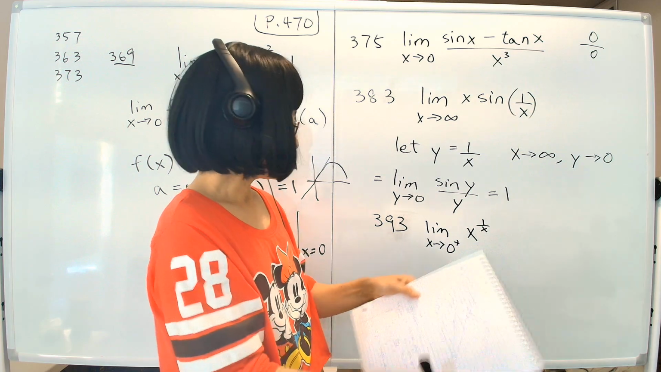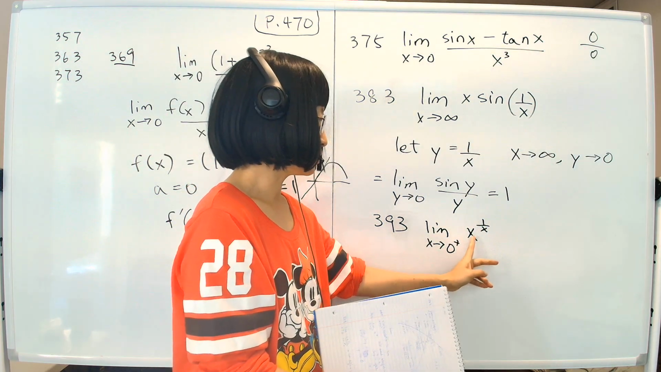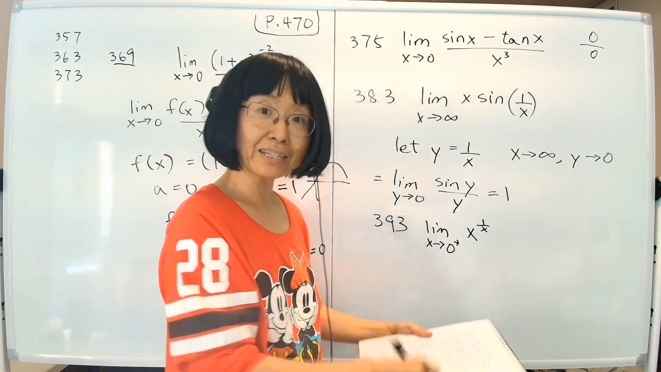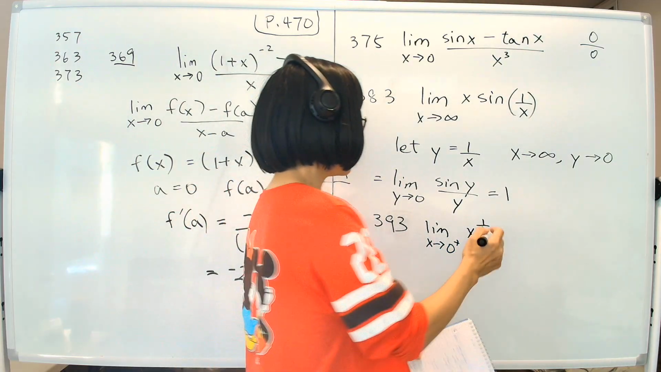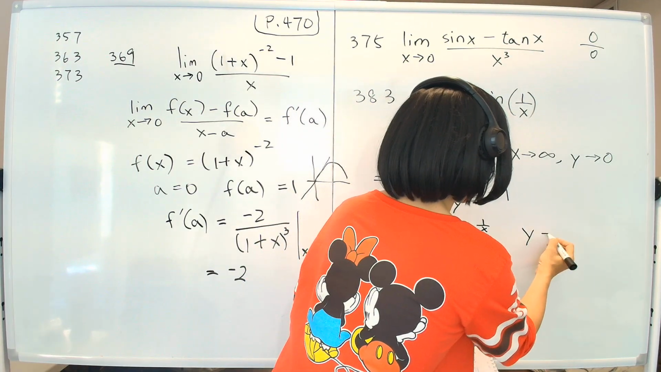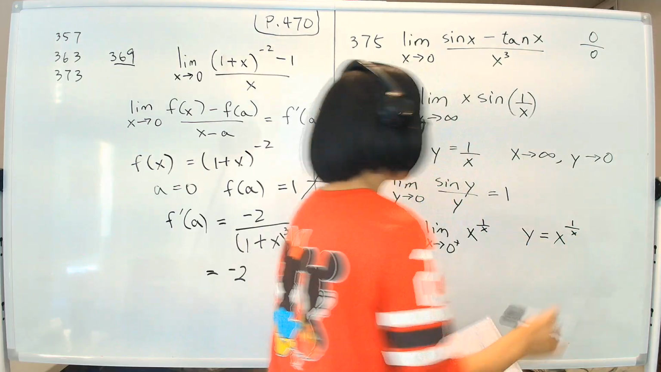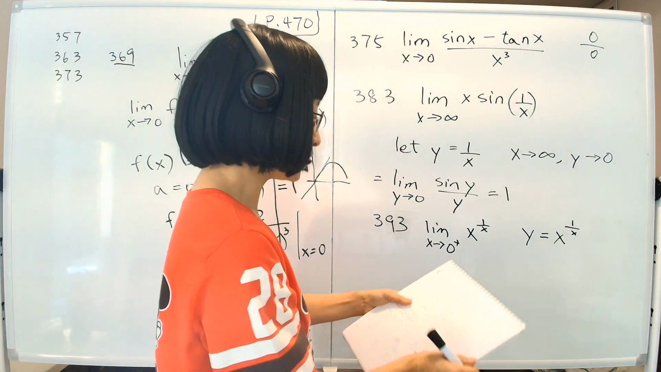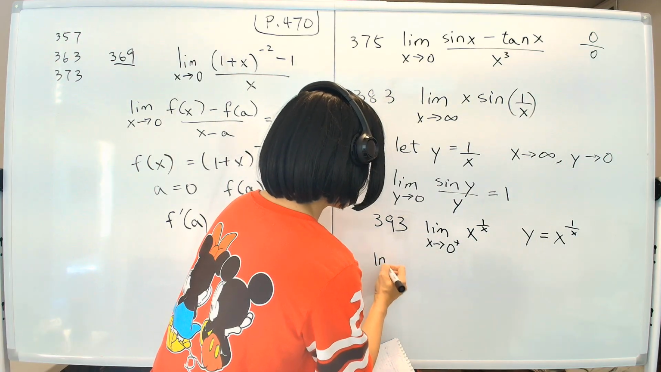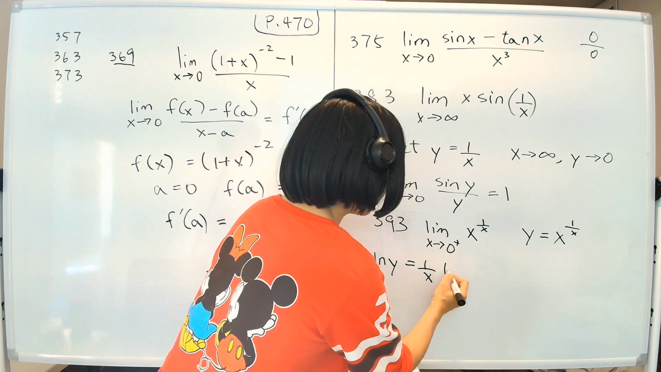However, the first thing to think of when you see this kind of situation, where the variable is on top as well as on the bottom, is let's take the natural log. That is, we let y equal this expression here, y equals x to the 1 over x. That way we remember what we're dealing with. Then we take the log: the natural log of y equals 1 over x times natural log of x.